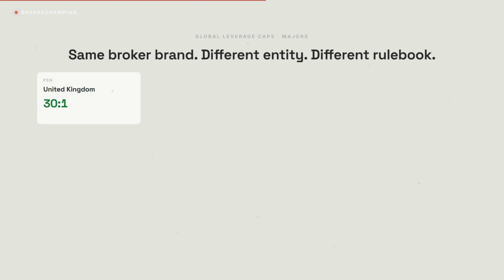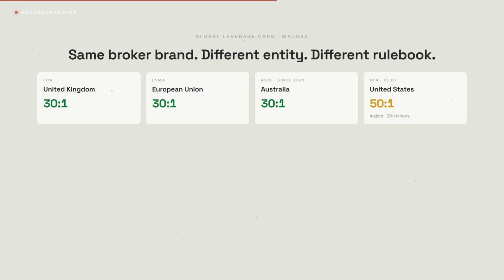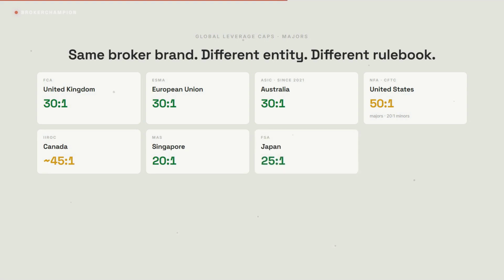UK, FCA, 30 to 1 on majors. EU, under ESMA, 30 to 1. Australia, ASIC, 30 to 1 since 2021. The United States goes a little higher, 50 to 1 on majors, 20 to 1 on minors. Canada, around 45. Singapore, 20. Japan, 25. Then offshore, Seychelles, St. Vincent, Vanuatu, 200, 500, sometimes 1,000. Same broker brand, different legal entity, completely different rulebook.